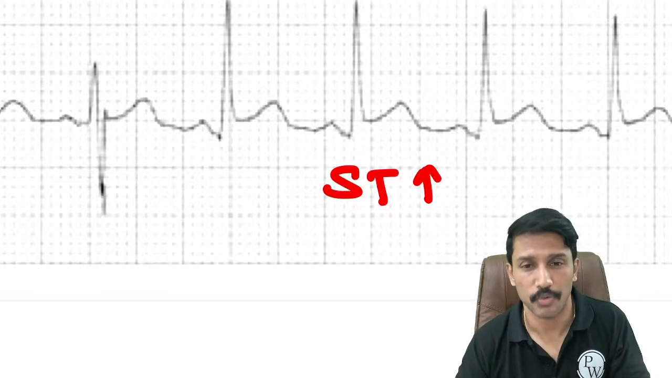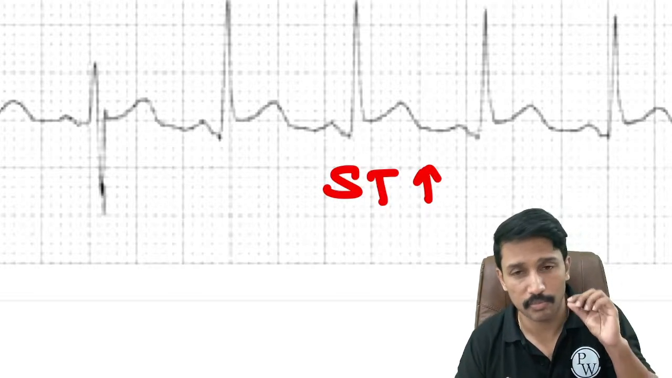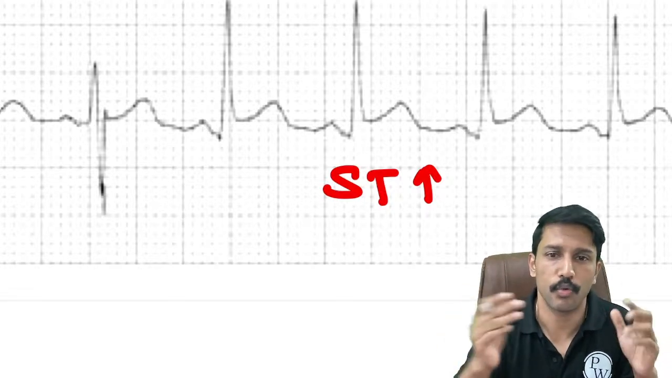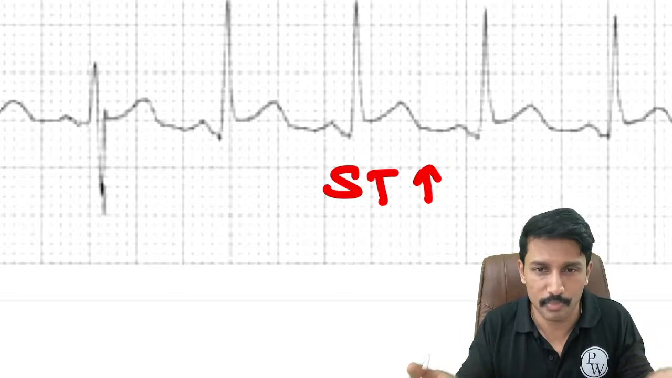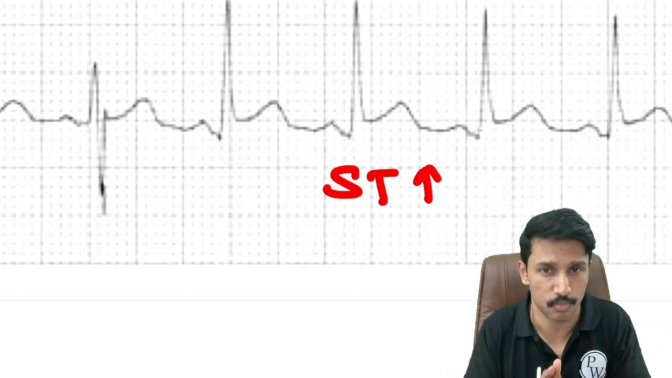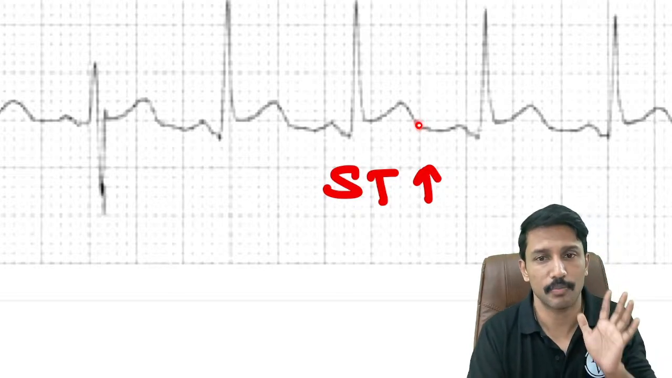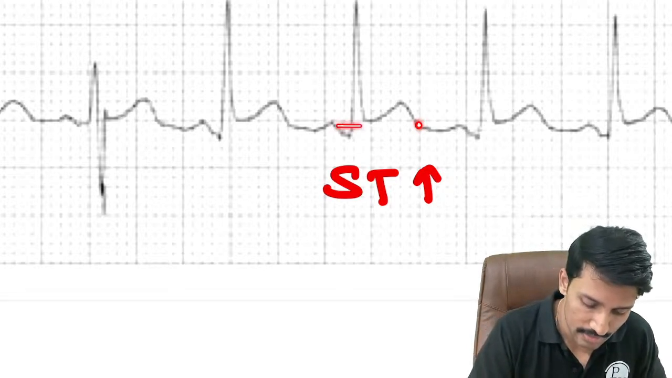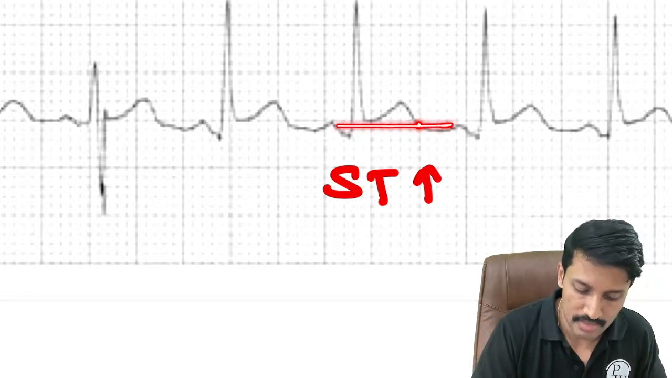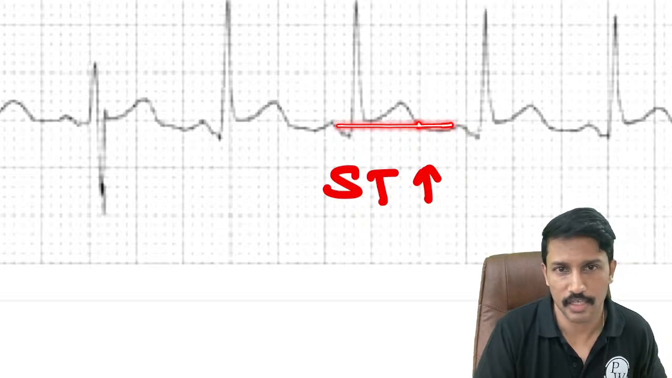So when I'm suspecting acute pericarditis, sir, you're telling that the PR segment is depressed. So where is my reference point? Because in STEMI, I was using the PR segment as the reference point. I was comparing the J point with that. But here you are saying the PR segment is depressed. So where is my reference point? We use the end of the T wave as the reference point. So if I draw a line, that will be considered as the baseline. End of T, that will be the baseline.